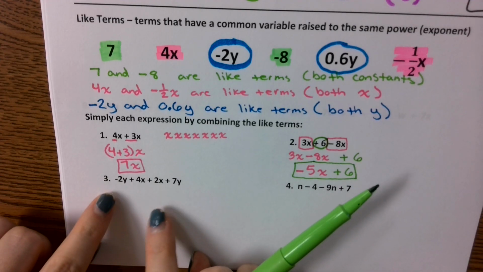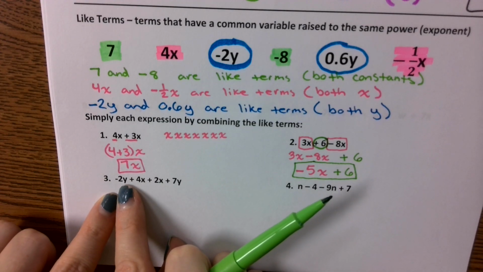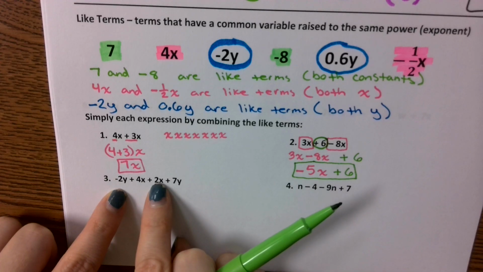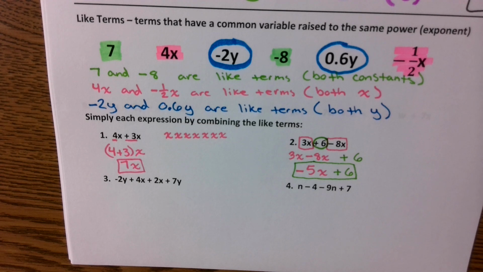Okay, let's take a look here at number 3. We have negative 2y plus 4x plus 2x plus 7y. Okay, so I've got several terms. Let's find some like terms. Let's start alphabetically. So in alphabetical order, which variable am I going to start with? Y or x? X. It's x, y, z, right? We're going to start with x.